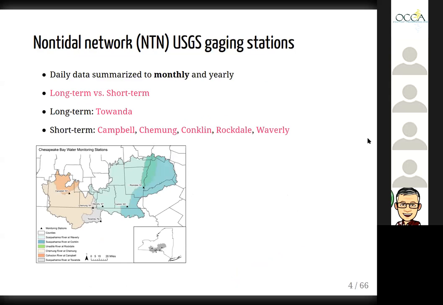So the non-tidal network USGS gauging stations are used to assess progress. The daily data was summarized to monthly and yearly. For this, we use the monthly data, and each gauging station is either long-term or short-term. The long-term gauging station we have is Towanda, and that started in the 1980s. And then the short-term started around 2005. And there are 5 of those within the watershed.